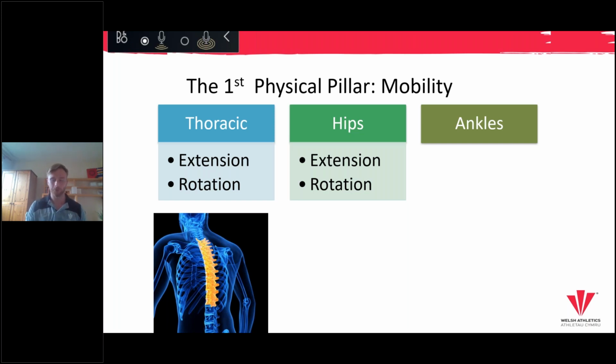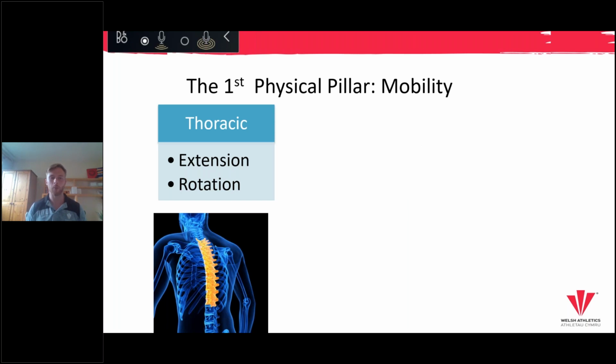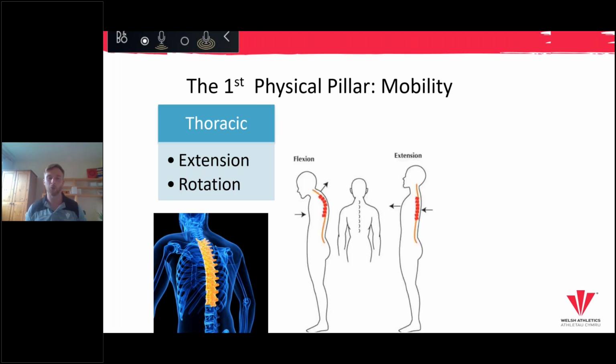I'm going to focus a bit more on the thoracic and then I'll go on to the other two. In thoracic mobility, we need two planes of motion, extension and rotation. Just as an example here, hopefully you can see the picture that's just come up. Flexion, that's forward, I guess your typical hunchback posture, and extension is where you're sitting up nice and straight. You can try that even in your chair.